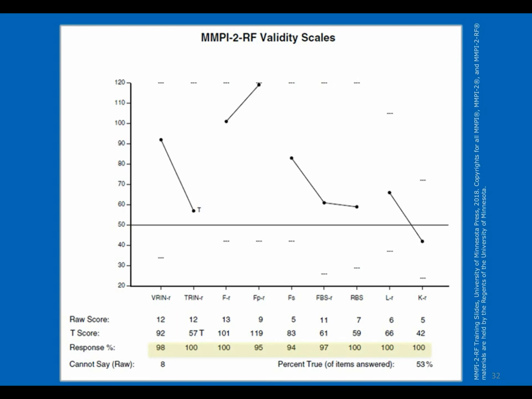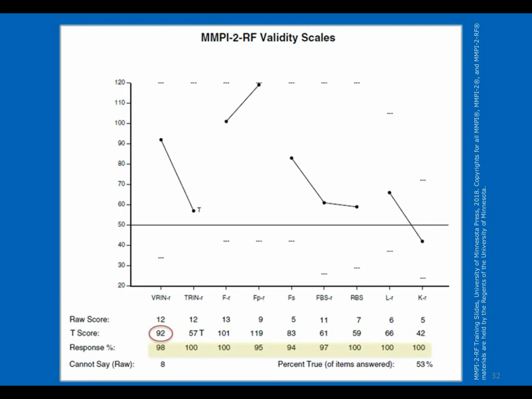And just a quick look at the profile, we can tell that there are very prominent scores on VRIN as well as FP, with high scores on F and FS and L as well. So the question is, how do we interpret this profile? Well, we begin by interpreting VRIN, and here the T-score is 92. This is above our cutoff of 80, so we invalidate the rest of the profile.